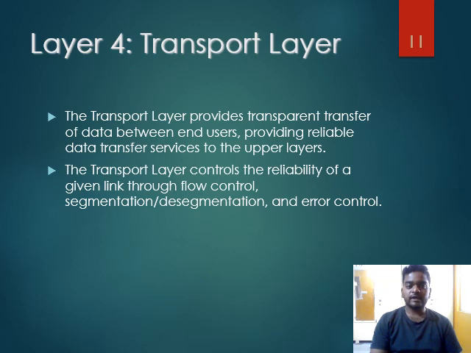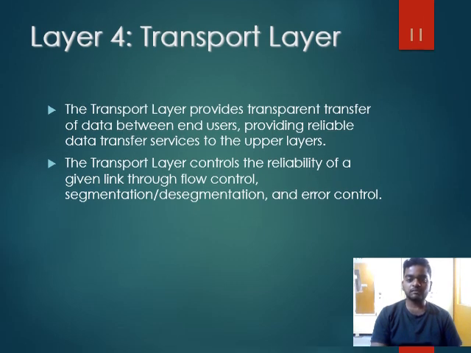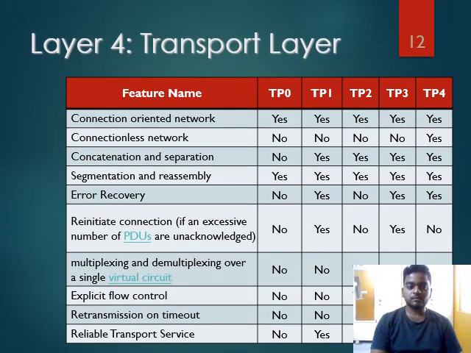Layer 4, the transport layer. The transport layer provides transparent transfer of data between users, providing a reliable data transfer service to the upper layer. The transport layer controls the reliability of a given link through flow control, segmentation, desegmentation, and error control.